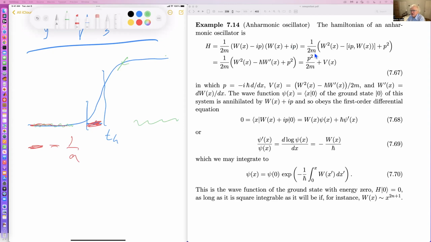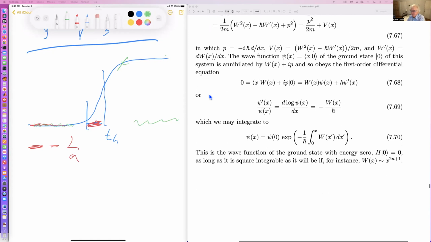So you multiply this out and you get W squared, a commutator, and P squared. And the commutator of W with P gives you a derivative of W. So it looks like this. And so this we can write as P squared over 2m plus V, where V is this funny potential. You see, it's a very funny potential, W squared minus W prime, where W prime is the derivative.